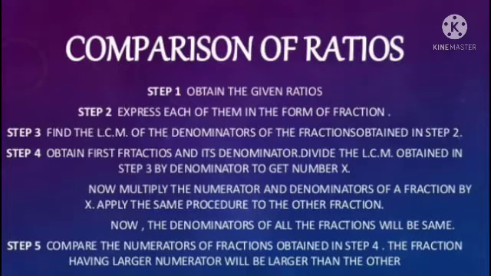Divide the LCM obtained in step 3 by the denominator to get a number x. Now multiply the numerator and denominator of the fraction by x. Apply the same procedure to the other fraction. Now the denominators of all the fractions will be the same. Step 5. Compare the numerators of the fractions obtained in step 4. The fraction having the larger numerator will be larger than the other.